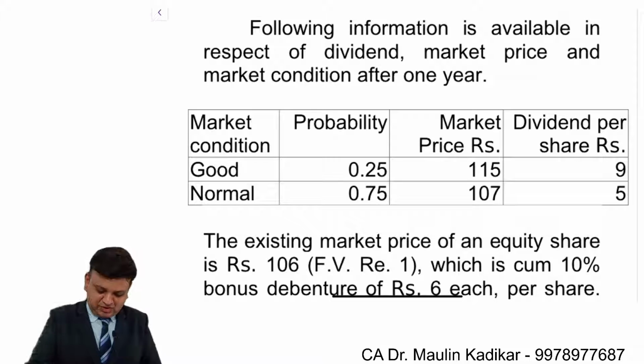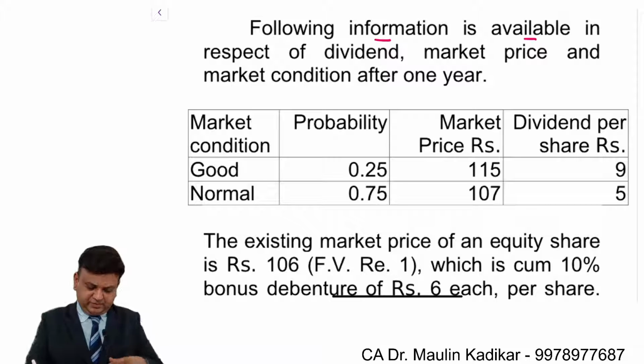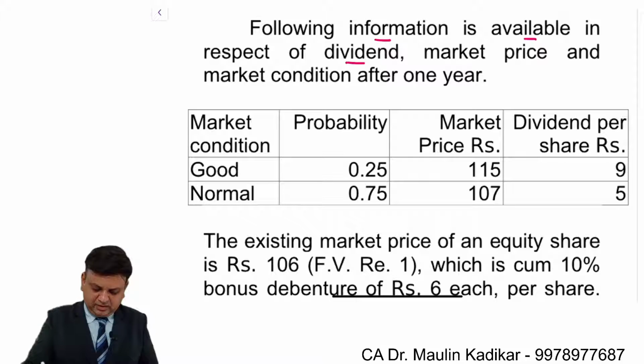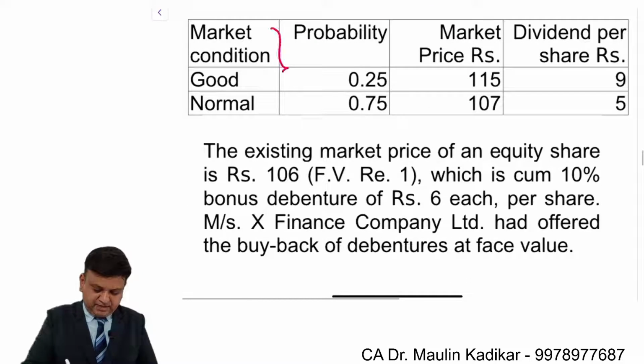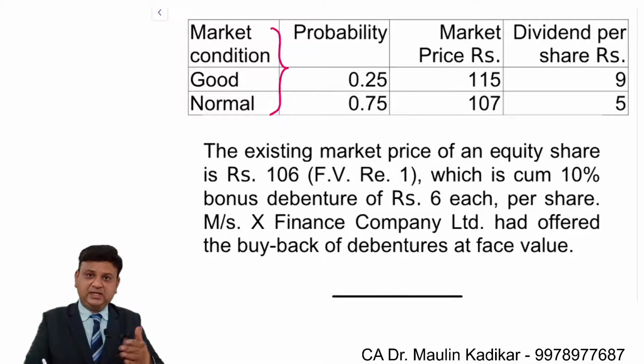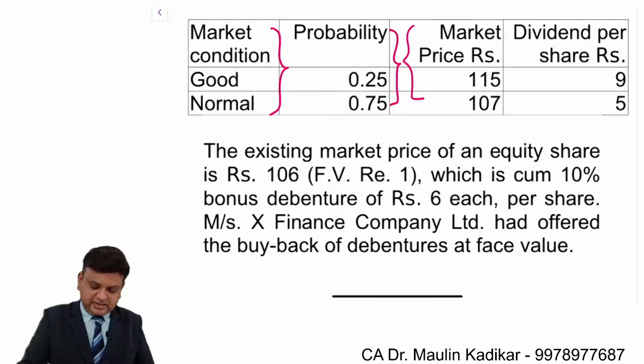Let us see the next question. The following information is available in respect of dividend, market price, and market conditions after 1 year. Market condition is given. It may be either good or it may be normal. The probability is given for each of the market conditions, 25% and 75%. In both the cases, the market price per share is given to us. Either it will be 115 or it is 107.